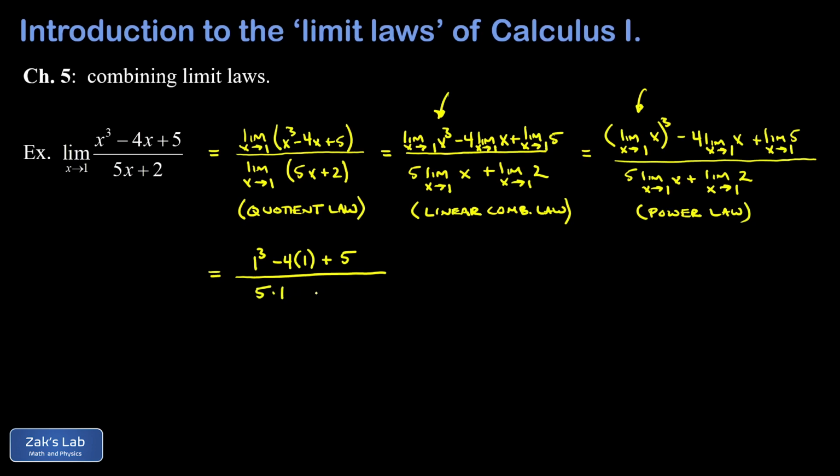So I have 5 times 1 there, plus the limit of 2 as x goes to 1, and that's just a 2. Now cleaning things up, I have 1 minus 4 plus 5, which is 2 in the numerator, and then 5 times 1 plus 2, which is 7 in the denominator, and we're done.